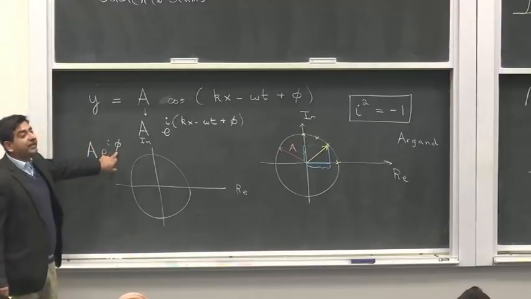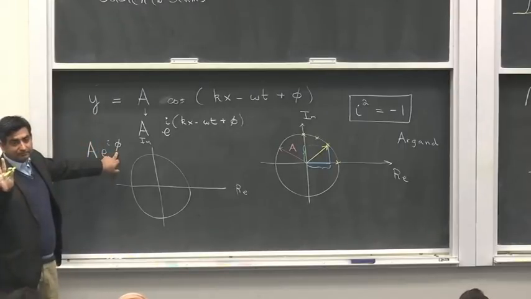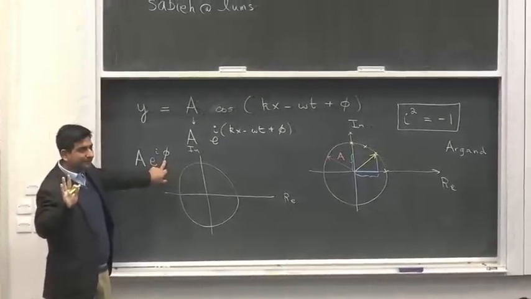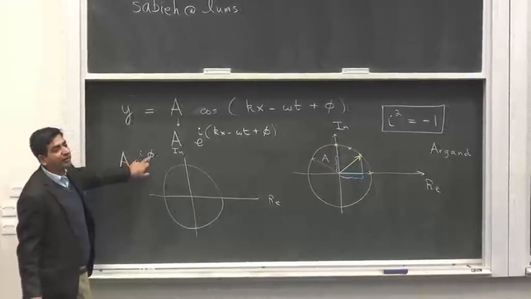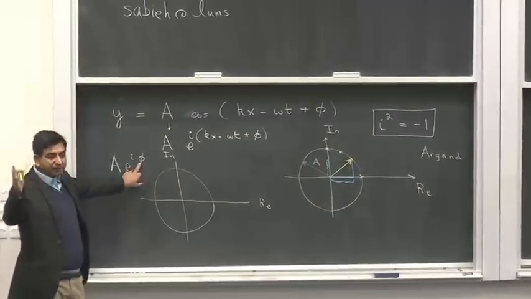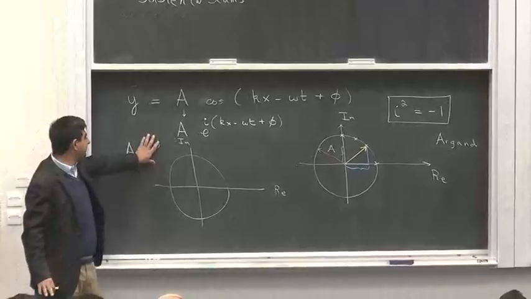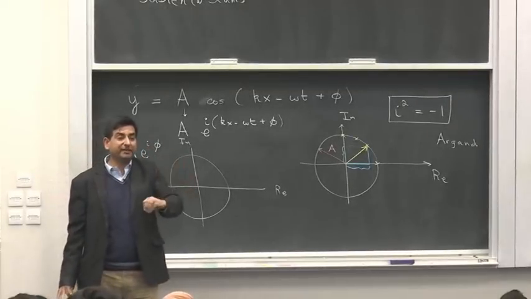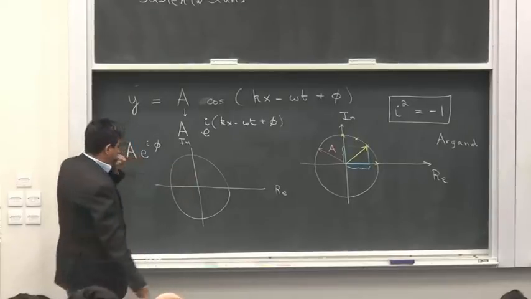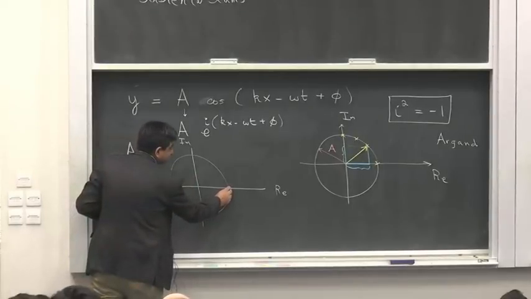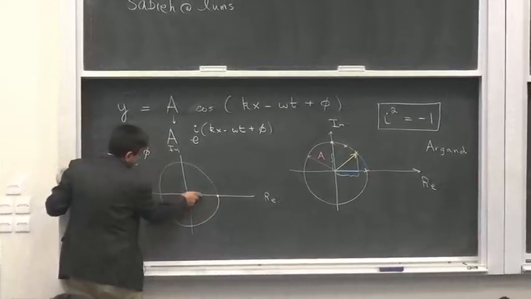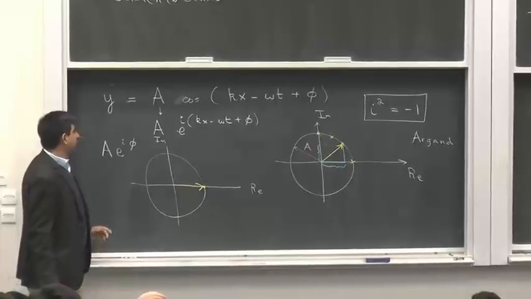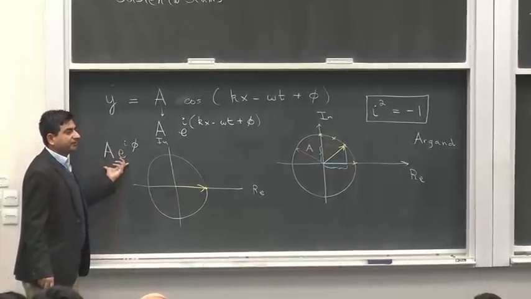If my phi is 0, alright, then I have e raised to power iota into 0. What is e raised to power 0? 1. I'm just left with A. A is a purely real number. So I get this point. And I get this vector. Yes. Now, this is a complex number.